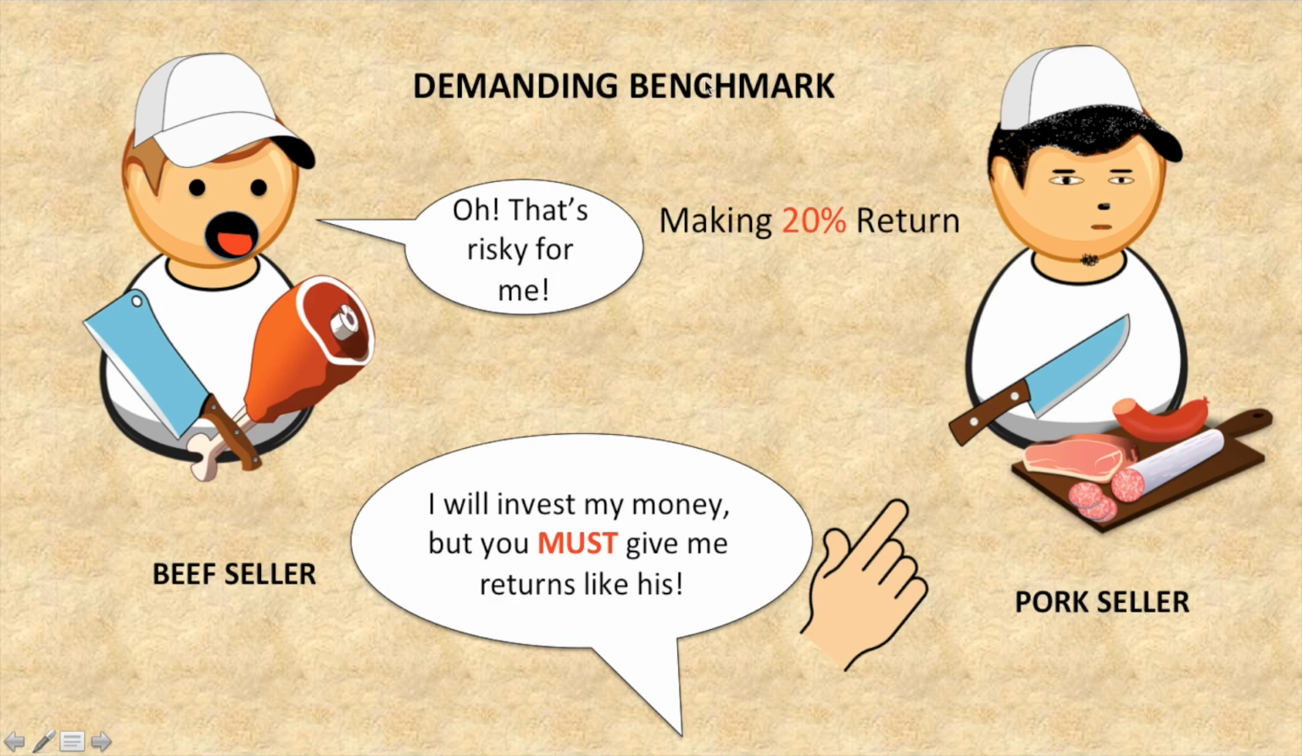In demanding benchmark, let's say the investor says, I will invest my money, but you must give me returns like his. That is, you must give me 20%. Then he says, oh, that's risky for me. That means you're not sure whether you'll make it or not, but he has to give the 20%, whatever happens to his business. Then here, you are demanding the benchmark. Then the investor gets this 20% for sure.